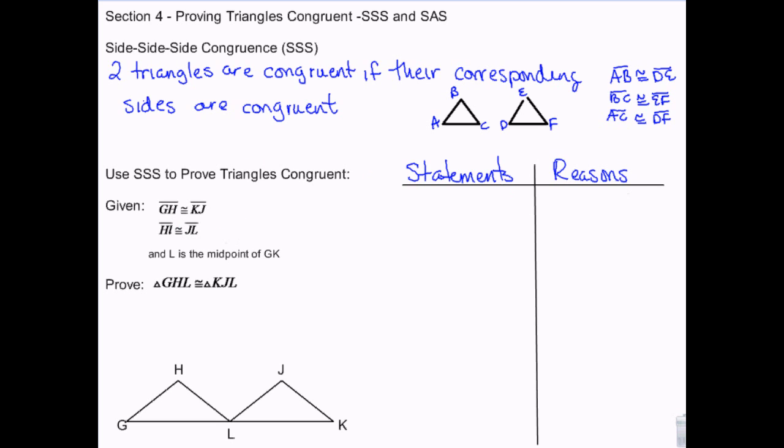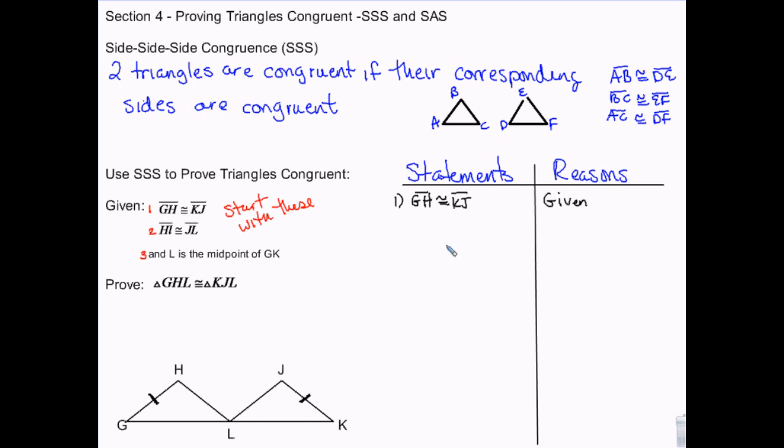Now, you always start with the given statements. So I have 1, 2, 3 given statements. These will be the first 3 lines of my proof. My first statement is GH is congruent to KJ. And my reason I can say that is because it was given. It was told to me. And then I always label them GH, KJ.